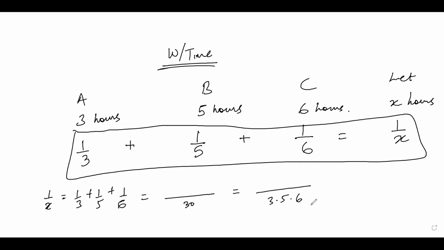You could have taken 3 into 5 into 6 also. The reason I'm taking 3 into 5 into 6, you'll come to know. So 3 goes into 30 10 times, 5 goes 6 times, 6 goes 5 times. So what do we end up getting? We end up getting 21 by 30, which is 3 sevens are 21, and 3 tens are 30. So that's 1 by X. Therefore the number of hours would be 10 by 7 hours. Therefore X is 10 by 7 hours.